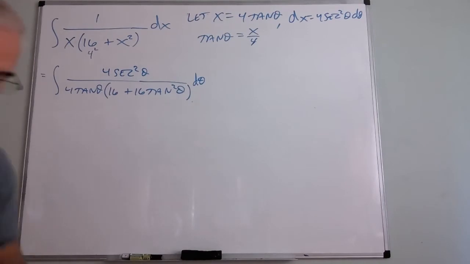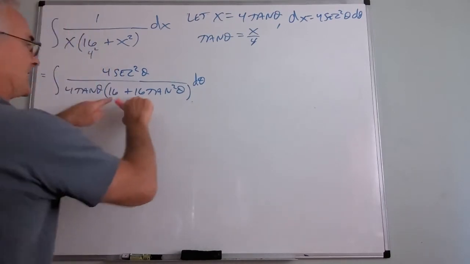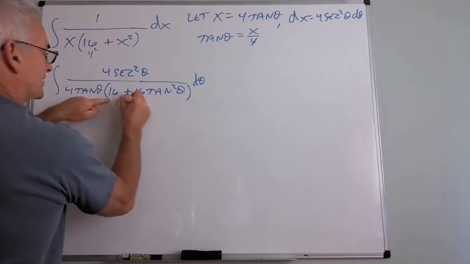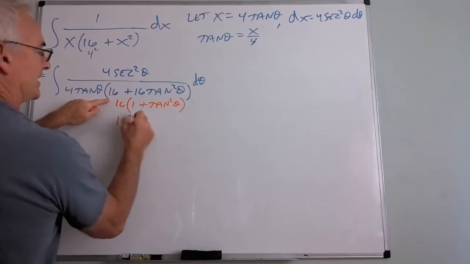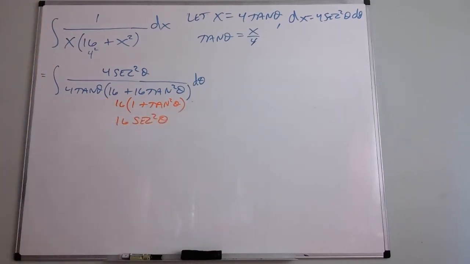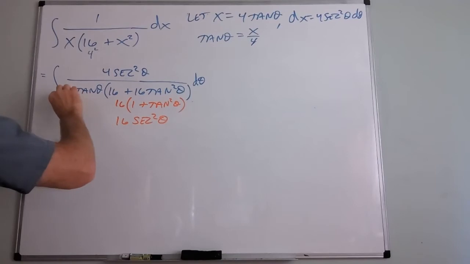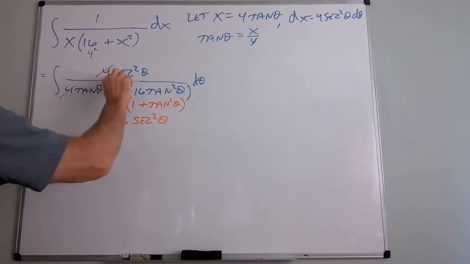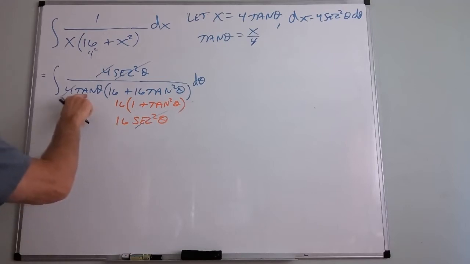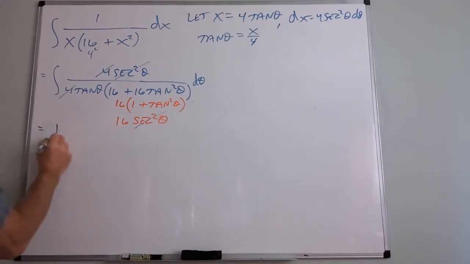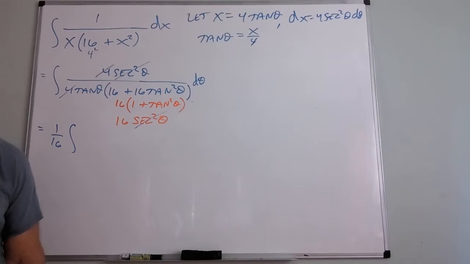Okay, now let's clean this up. If I have 16 plus 16 tan squared, that's the same as 16 times 1 plus tan squared. But that's the same as 16 times secant squared. Can I do this? Boom, boom. Is that legal? So what are we left with? We're left with that and that. Now, what's the reciprocal of the tangent function?